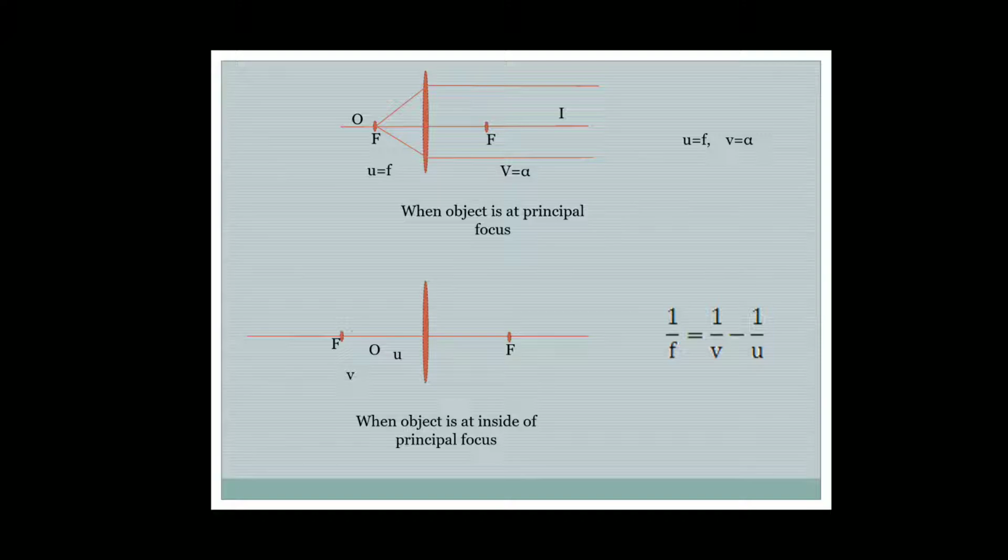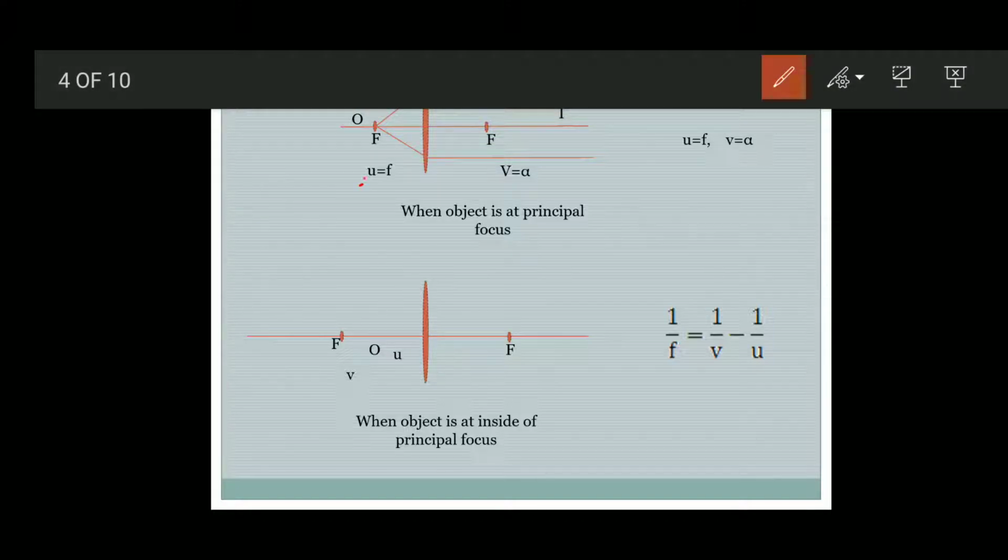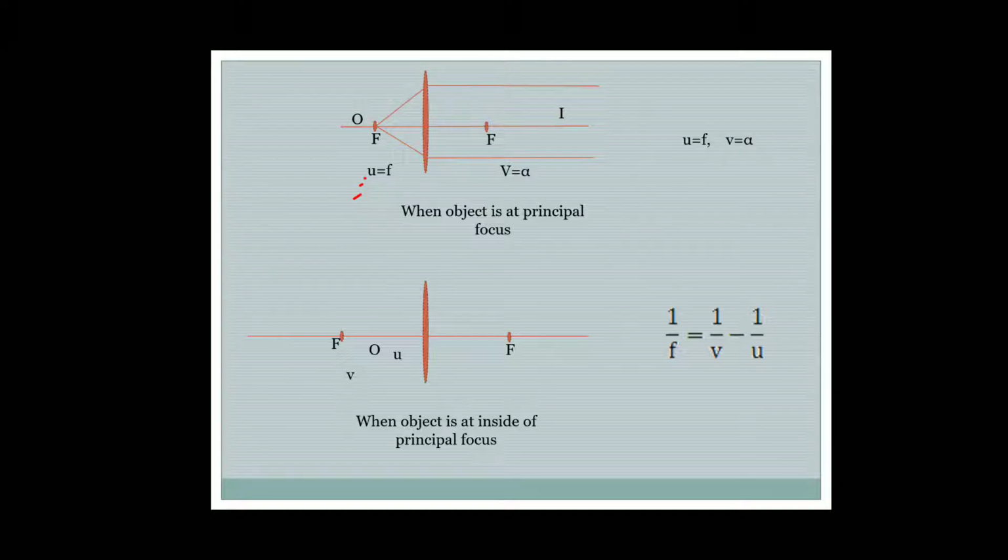When we have to form parallel rays, if the object or light source is at the principal focus of the convex lens, the rays coming out from the convex lens are parallel rays.